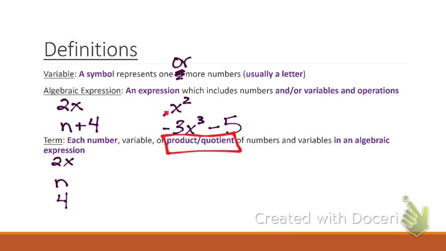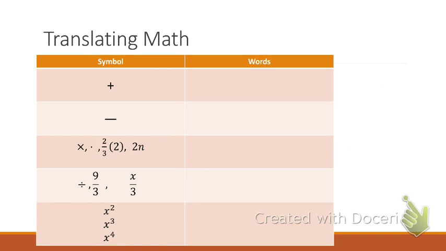In the next example of the algebraic expression, x squared, that's only multiplication involved, so that's okay to be a term. But in this one, wait a second, we would be separating it into two terms. Negative 3x cubed is a term. And then another term would be negative 5. So they're separated by addition or separated by subtraction. Those are terms.